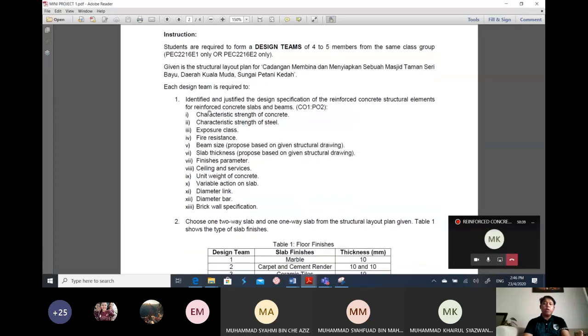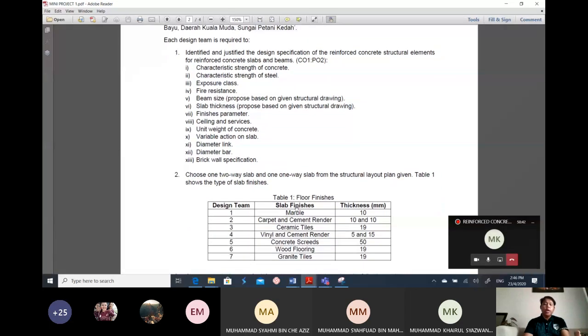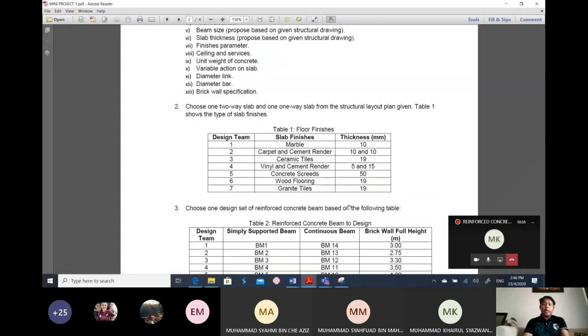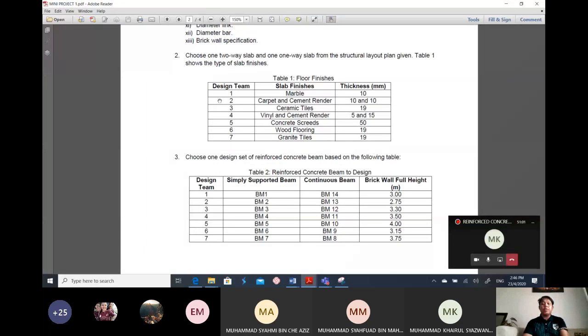So you have to determine all these design specifications on your own, and then instruction number 2 is choose one two-way slab and also one-way slab. From the structure layout plan given, table 1 shows the types of slab finishes. Let's say if you already choose design team 1, your slab finish is marble, thickness is 10 millimeter. And then for the beam, you also choose design team 1, BM1 for simply supported beam, continuous beam is BM14, brick wall full height is 3 meter.